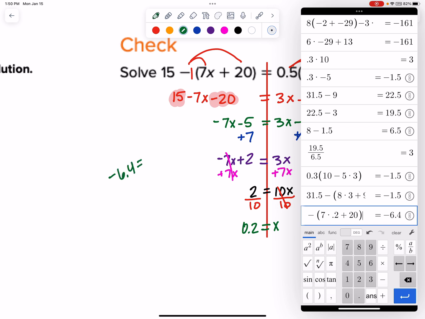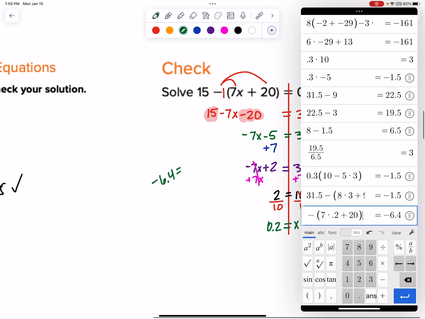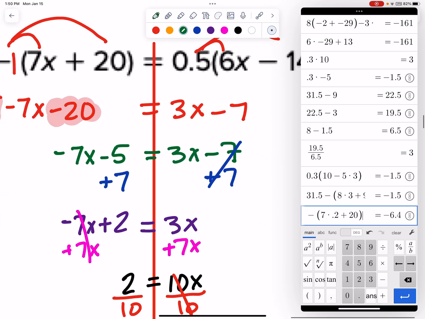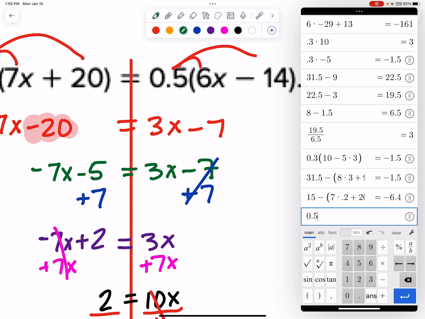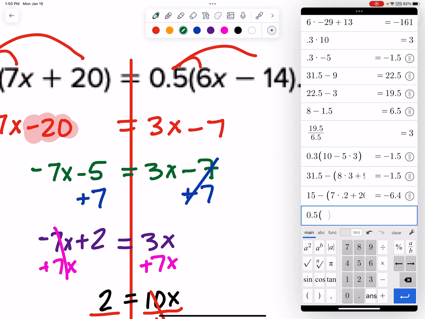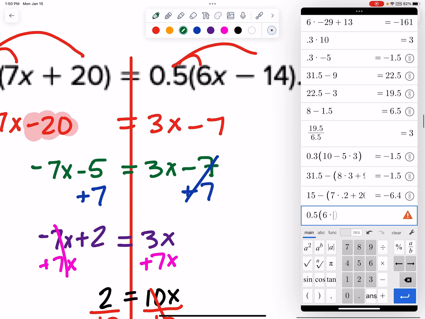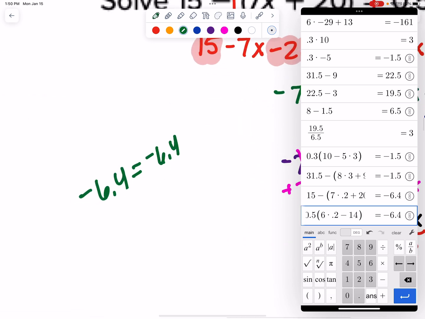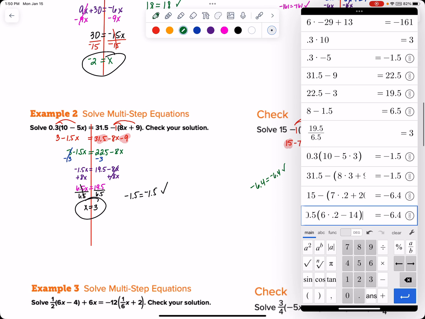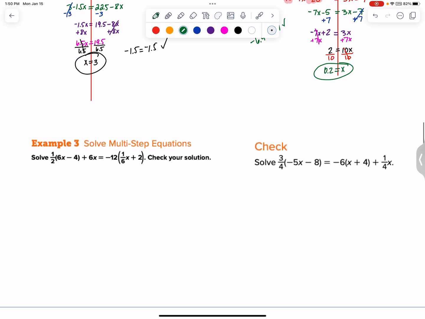Oh my goodness, I pray that the next one is the same. Come on. All right, so what do we have on this side? Let's hit enter. We have 0.5 times the quantity of 6 times, what was it, 2/10, 0.2, minus 14, negative 6.4. Yay, good. We did it right. All right, that checks out. Okay, so we're good. All right, let's go ahead down to these ones.